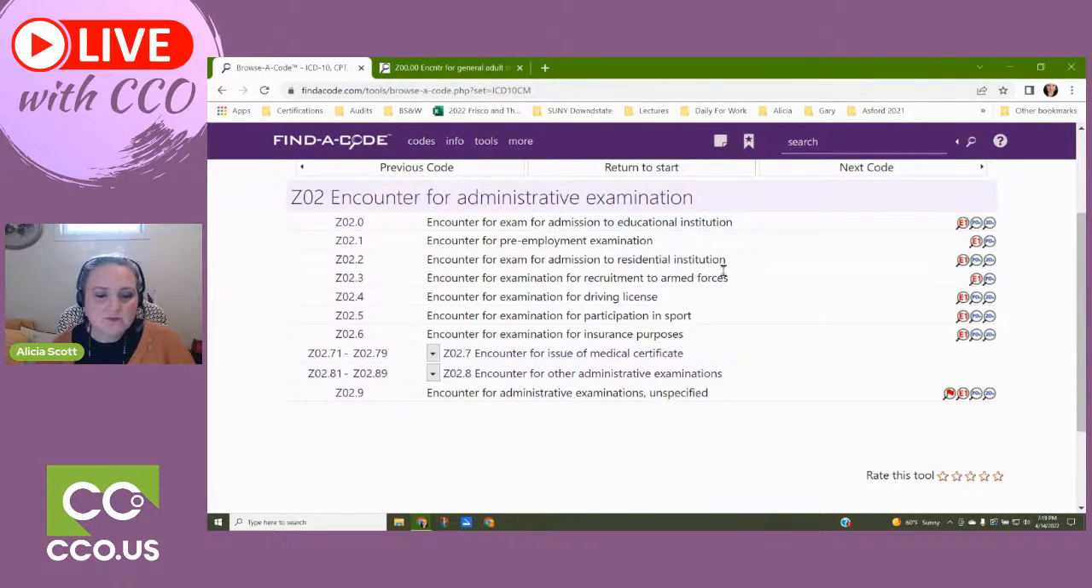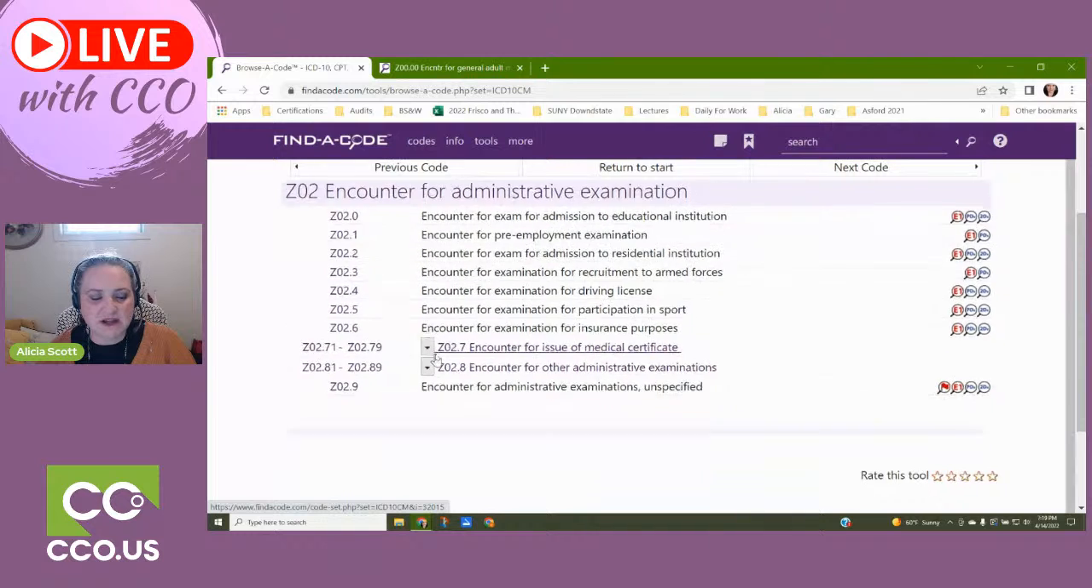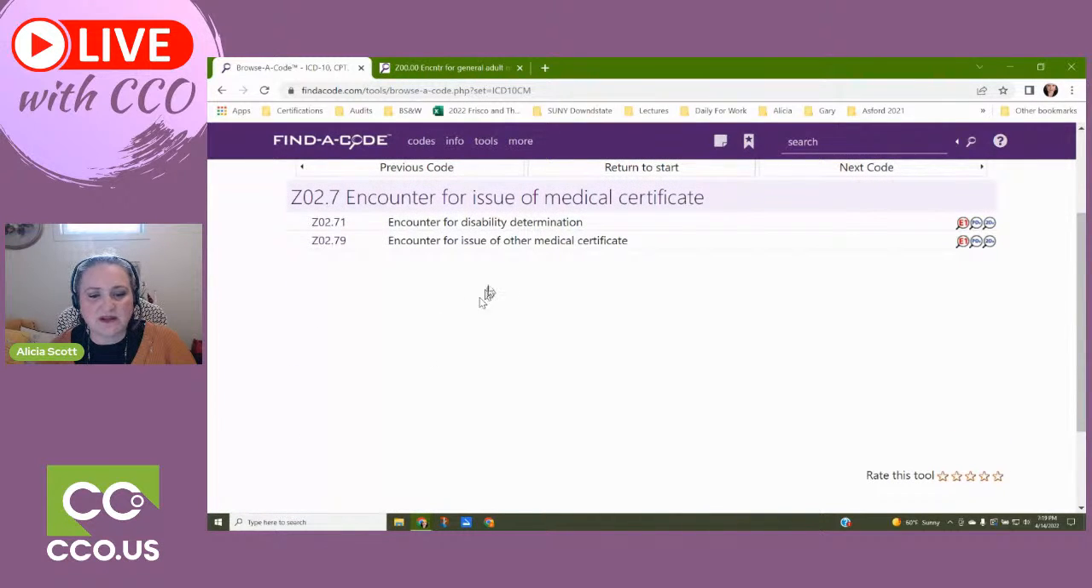entitled. Let's see, recruitment for the armed forces, your driver's license, participation in a sport, so a sports physical, insurance purposes. If you want to get a life insurance policy, you have to have this exam. Now, there are some other ones here for issue of medical certificate. Those could be like disability, determining that you are on disability, or other medical certificates.